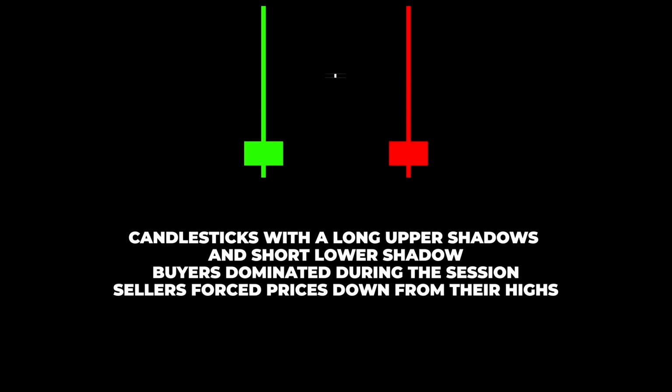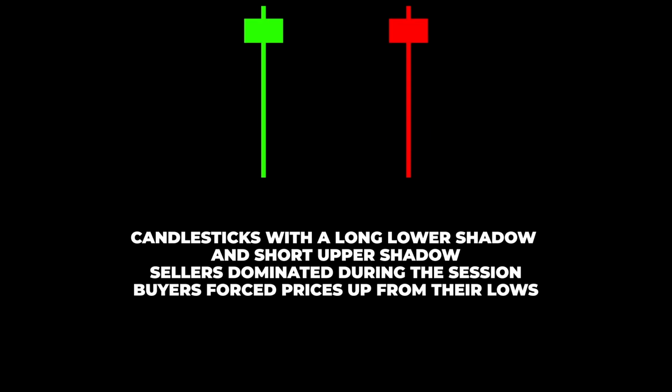Candlesticks with a long upper shadow and short lower shadow indicate that buyers dominated during the session, bidding prices higher, but sellers ultimately forced prices down from their highs. This contrast of strong high and weak close resulted in a long upper shadow. Conversely, candlesticks with long lower shadows and a short upper shadow indicate that the sellers dominated during the session and drove prices lower, but buyers later resurfaced to bid prices higher by the end of the session, and the strong close created a long lower shadow.